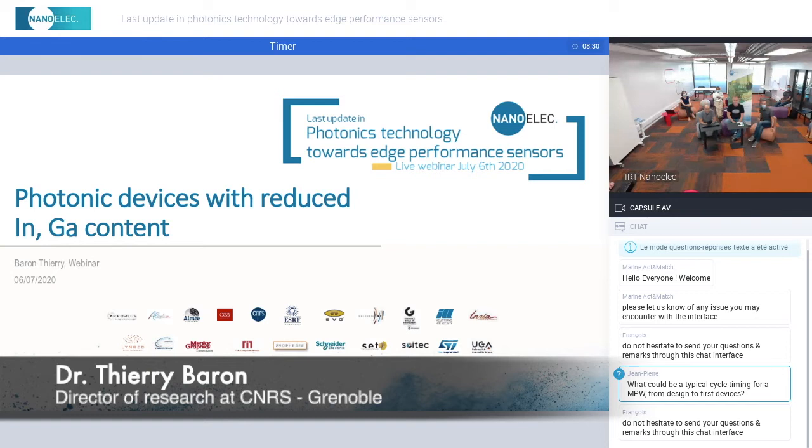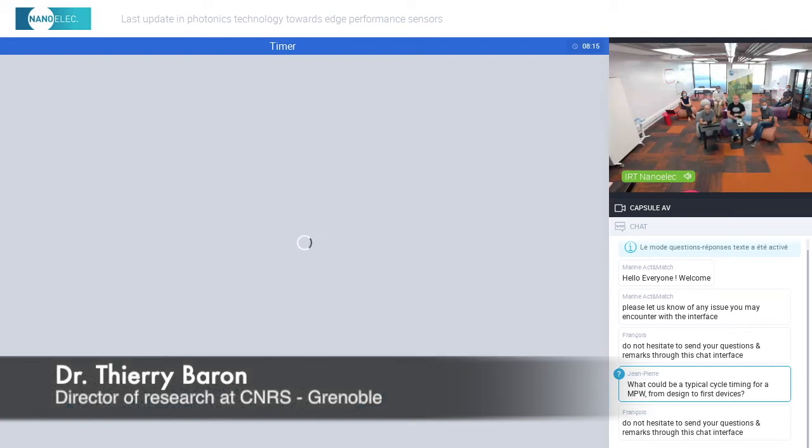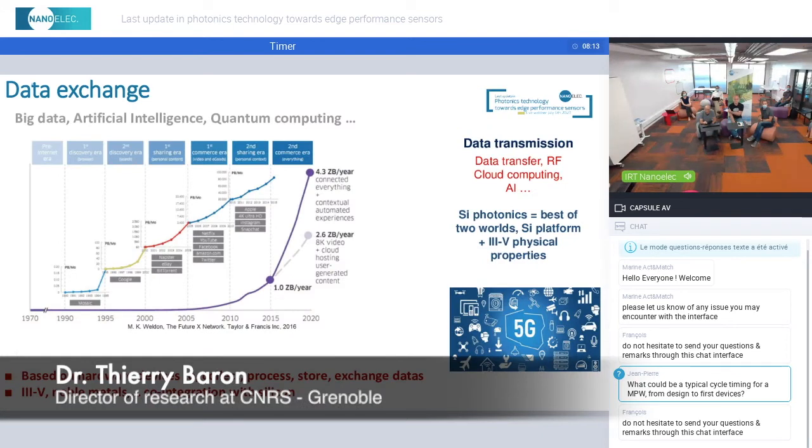So I will talk about photonic devices with reduced indium and gallium content. As Bertrand said, the only part you cannot do with compatible materials in CMOS fab is the emitters, and we use III-V for this. And I skip the first slide, I go directly to the second one.